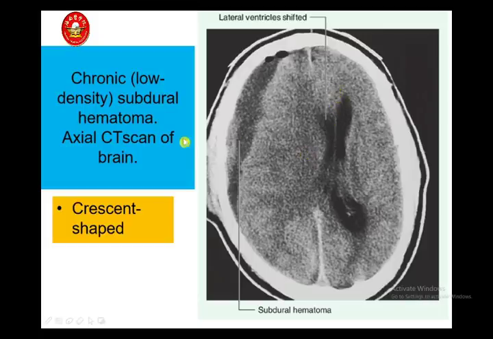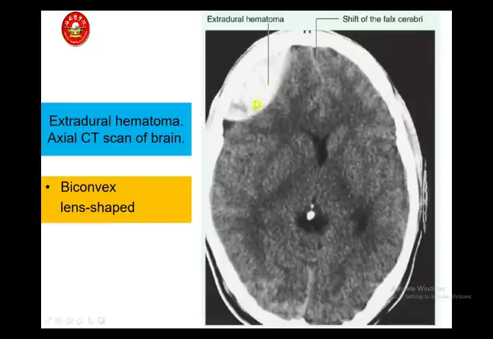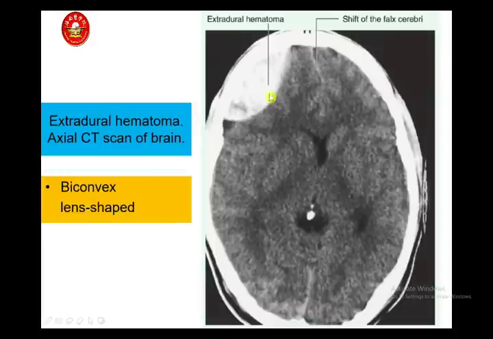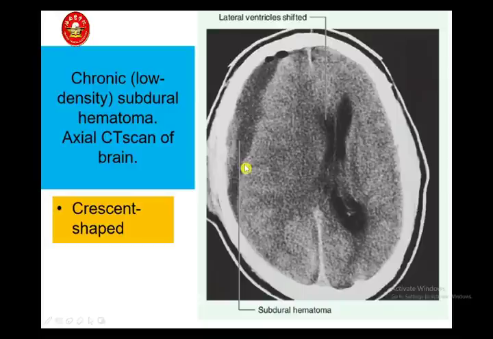In this radiograph, we can see the axial CT scan of the brain, and here we can see the subdural hematoma. The subdural hematoma shows a crescent shape. So it is very easy to identify the biconvex and the crescent shape. Biconvex lens shape is the extradural, and crescent shape is the subdural. Easy to identify on the radiograph.